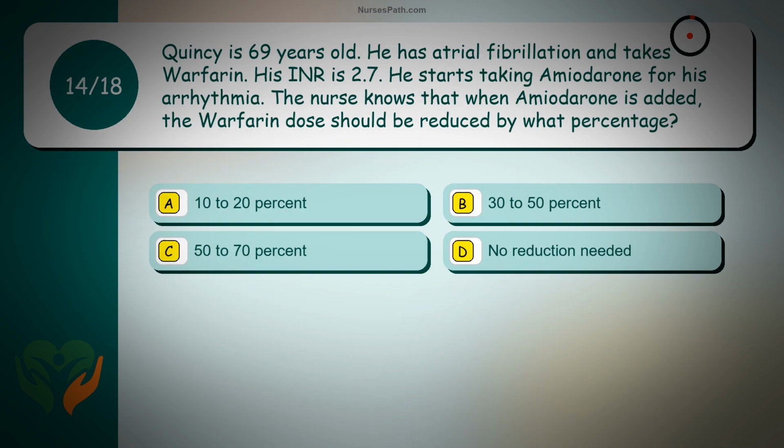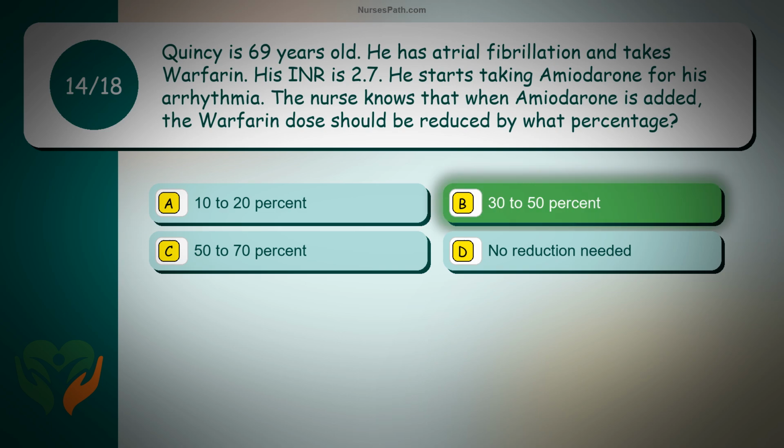Question 14. Quincy is 69 years old. He has atrial fibrillation and takes warfarin. His INR is 2.7. He starts taking amiodarone for his arrhythmia. The nurse knows that when amiodarone is added, the warfarin dose should be reduced by what percentage? Option A, 10 to 20%. Option B, 30 to 50%. Option C, 50 to 70%. Option D, no reduction needed.